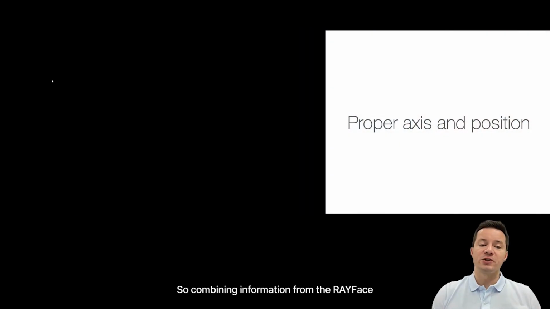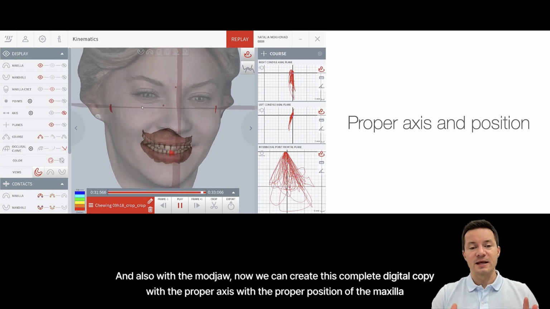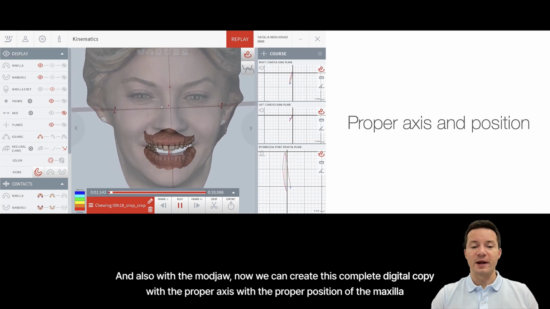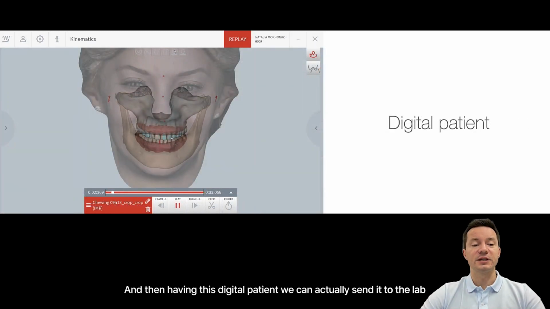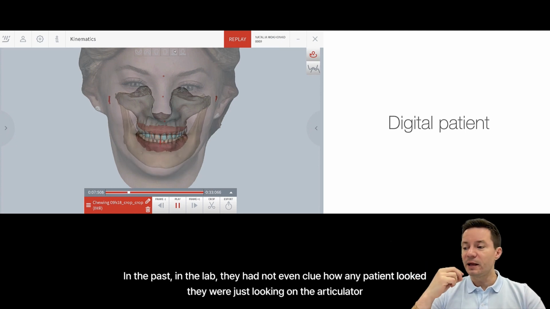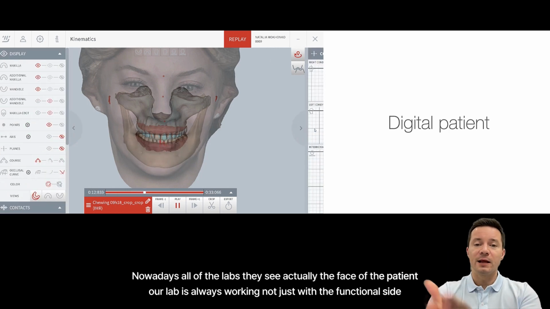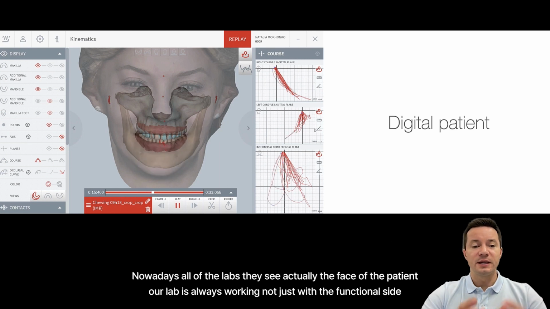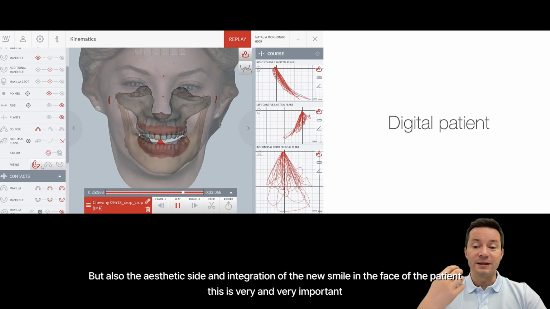So combining information from the Ray Face and also with the Modjaw, now we can create this, again, complete digital copy with the proper axes, with the proper position of the maxilla. And then having this digital patient, we can actually send it to the lab. In the past, in the lab, they had no even clue how any patient looked. They were just looking on the articulator. Nowadays, all the labs, they see actually the face of the patient. Our lab is always working not just with the functional side, but also the aesthetic side and integration of the new smile in the face of the patient.